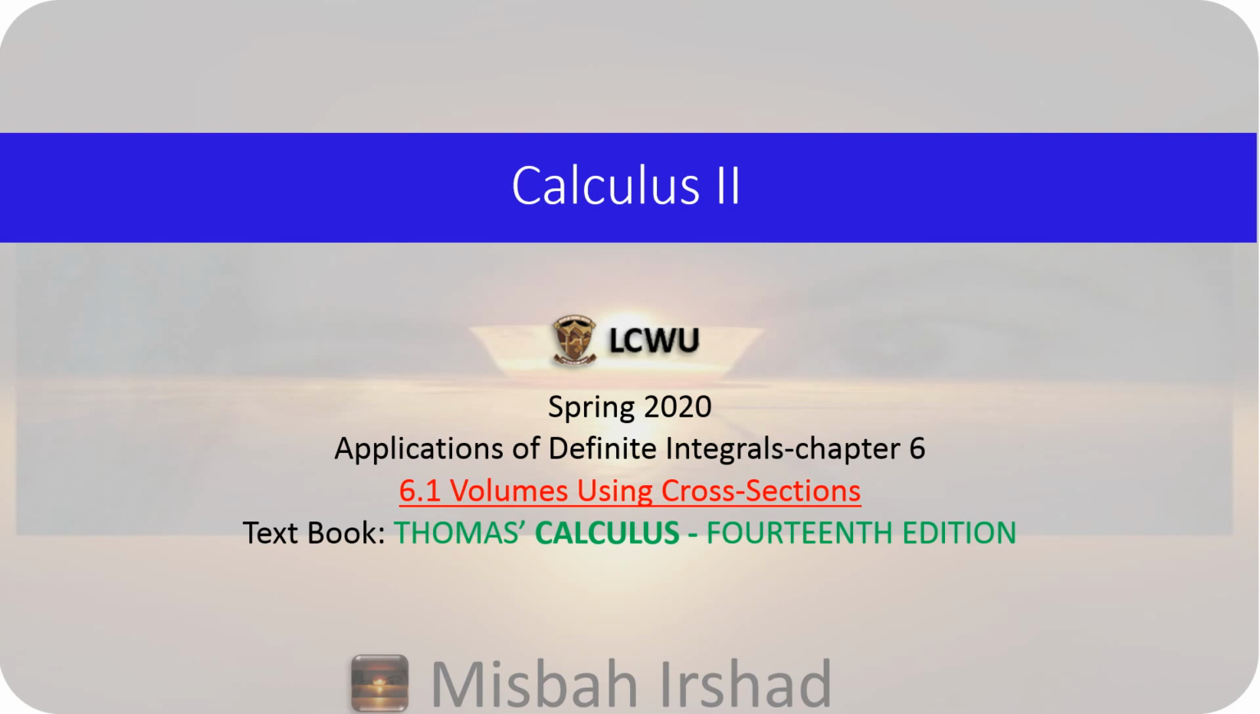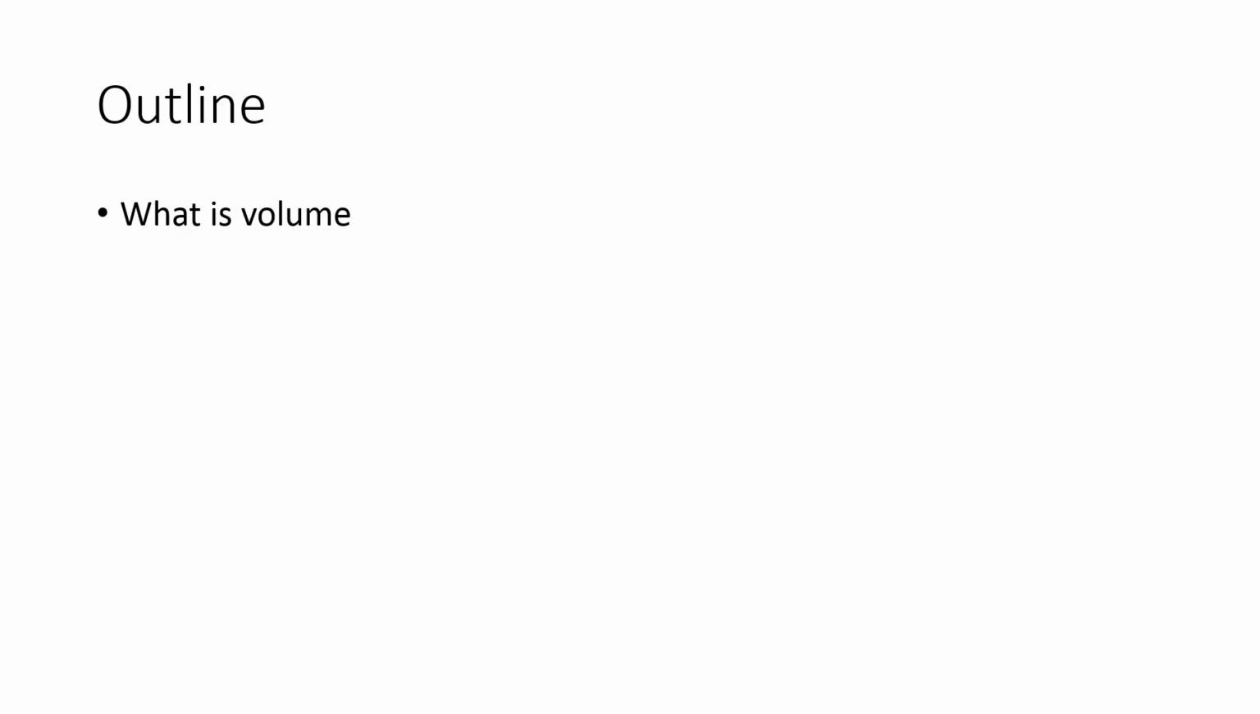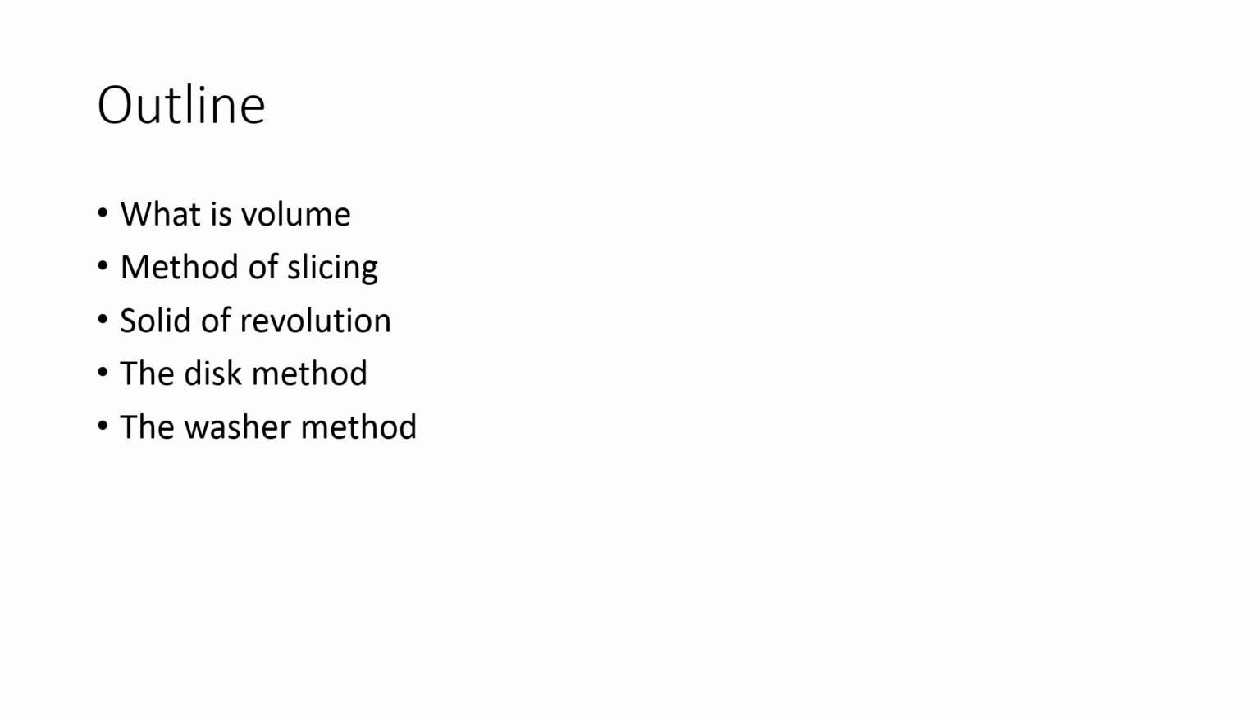So let's start the first section of the chapter, volumes using cross sections. We are going to learn how to find volumes using cross sections. First of all, what is volume? Why do we need to evaluate volumes, and how can we evaluate them? There is a method of slicing for finding volumes. Then there are solids of revolution, and a couple of methods used to find the volume of solids of revolution.